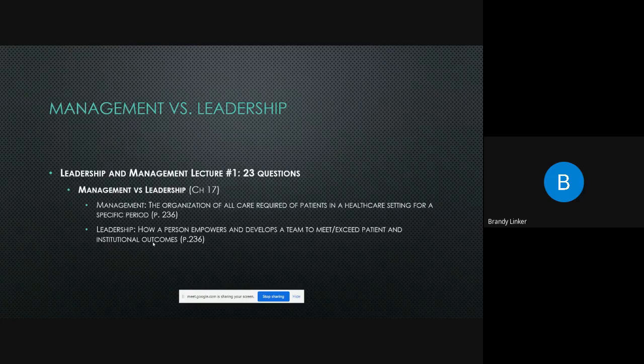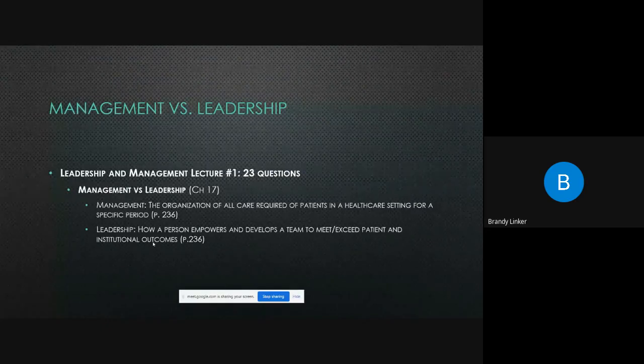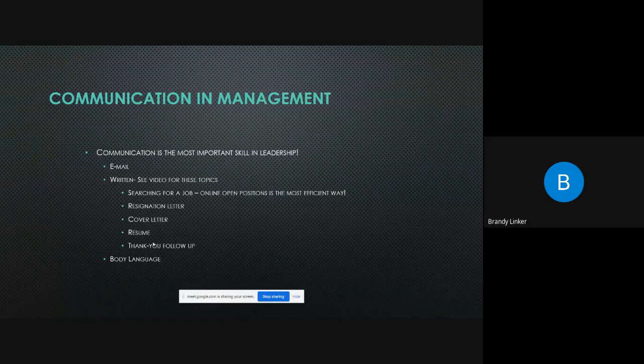All right, so management versus leadership. I kind of already talked about that. But management, for your official definition, is the organization of all care required of patients in a healthcare setting for a specific period. That's the definition of management in nursing. Okay? The organization of care. Leadership is how a person empowers and develops a team to meet and exceed patient and institutional outcomes. So this is how inspiring you are and how willing people are to follow you, okay, for the overall goal of improving patient outcomes. We talked about email.